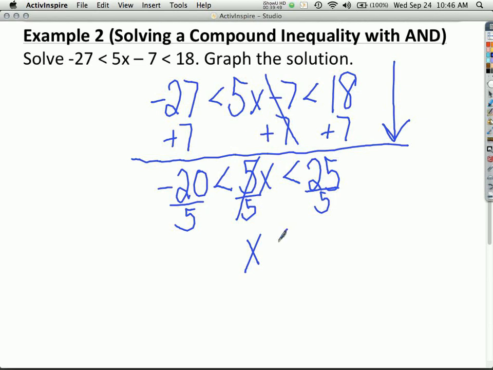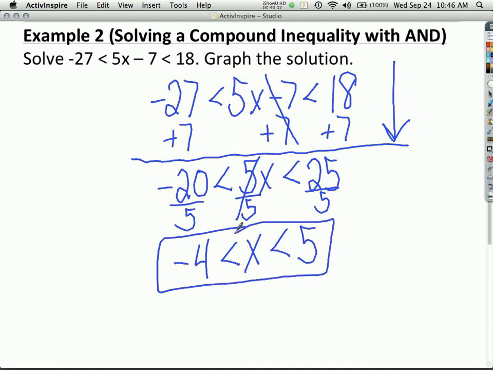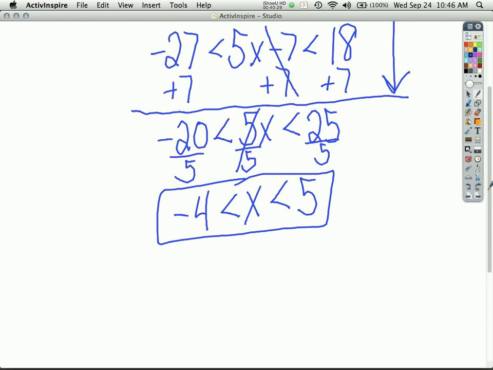The symbols stay the same because we have not multiplied or divided by a negative number. Negative 20 divided by 5 is negative 4. 25 divided by 5 is 5. The smaller number's on the left. Now we can circle or box up our answer and be happy that we solved it correctly. Does anyone have any comments or questions about how we did that? What do you think? Okay, we'll find out. Any questions?